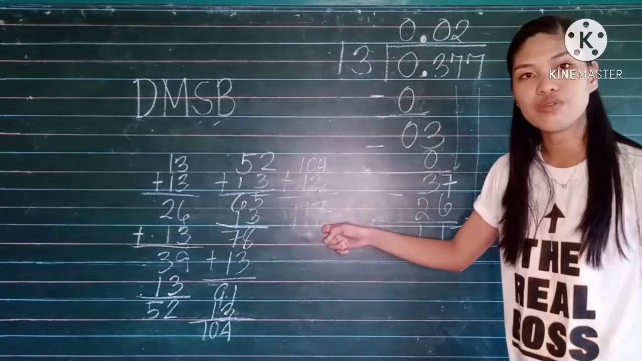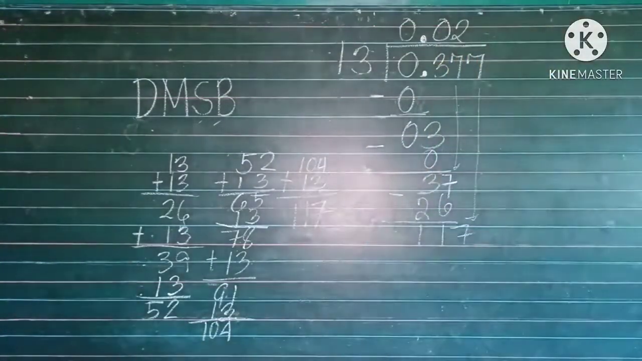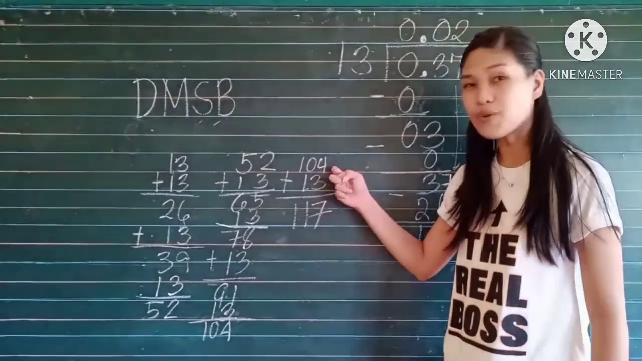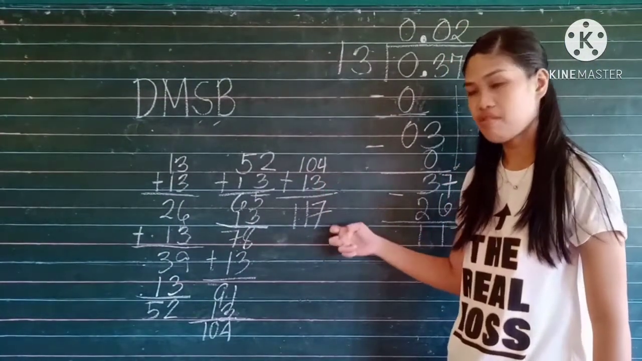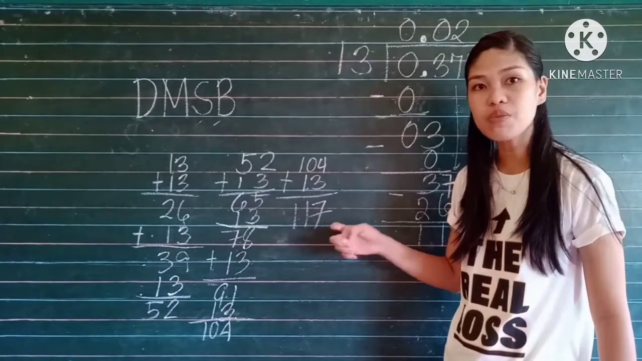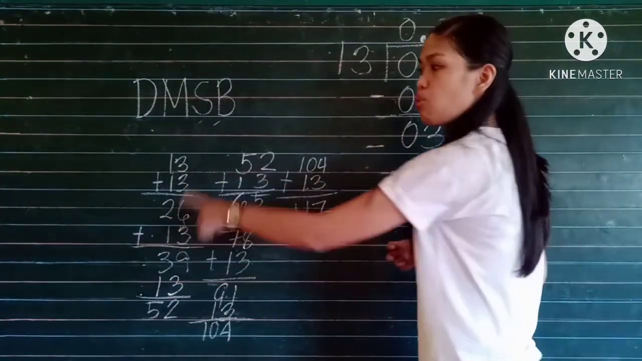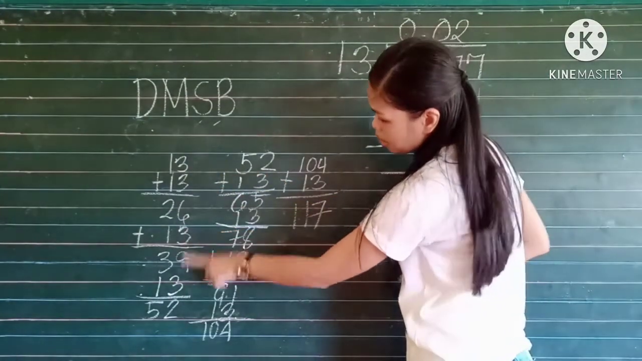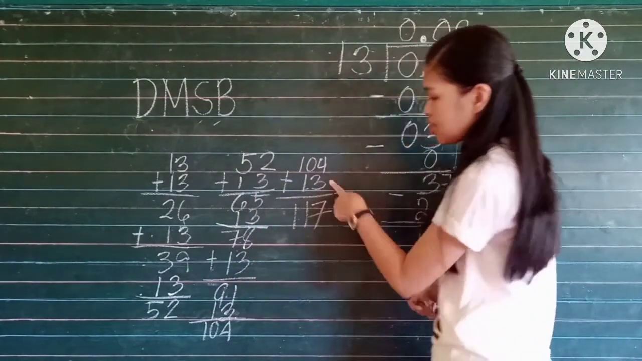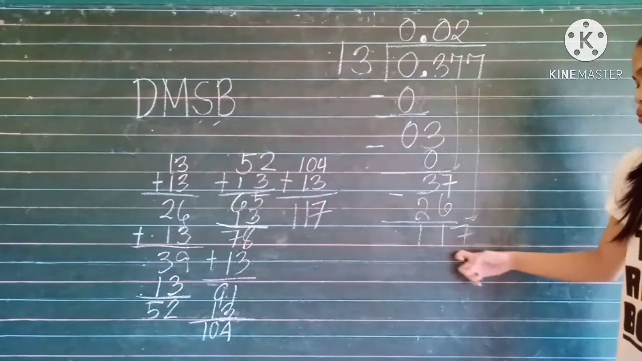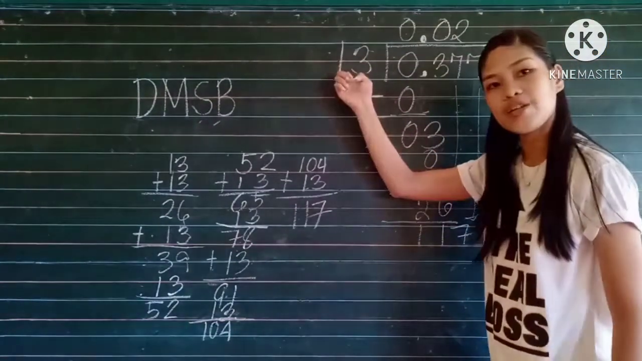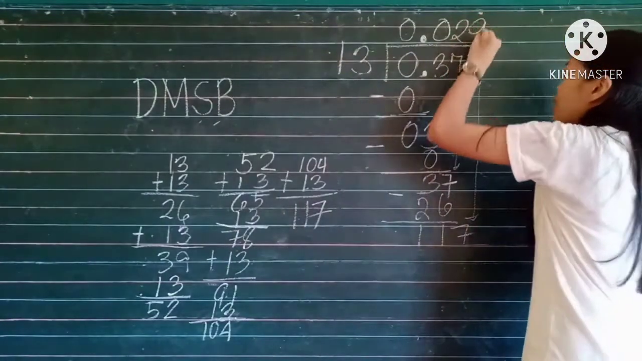117. So, we are finally done. We will count now how many 13s we added. 1, 2, 3, 4, 5, 6, 7, 8, 9. So, therefore, 117 divided by 13 is equal to 9.